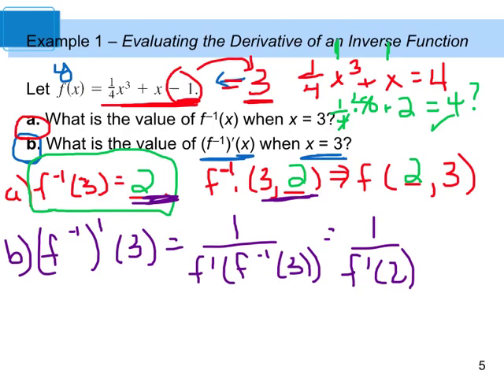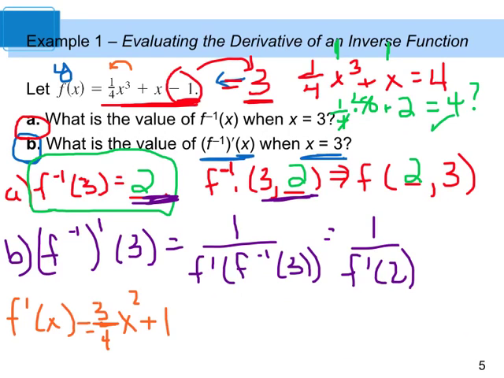Okay, well, f prime of x, and I'm running out of room here, but it's okay. For f prime of x, just use your derivative rules. I'm going to bring this 3 out, so I'm going to get 3/4 x to the 1 less power, plus 1.